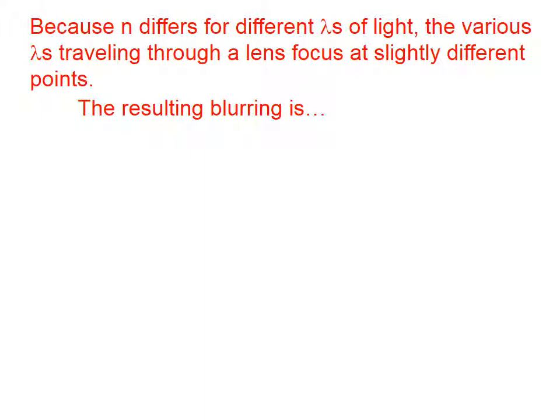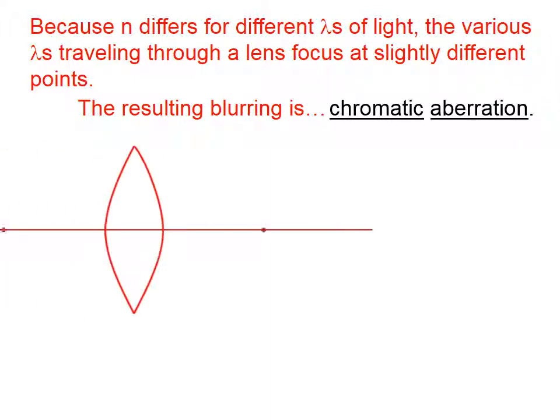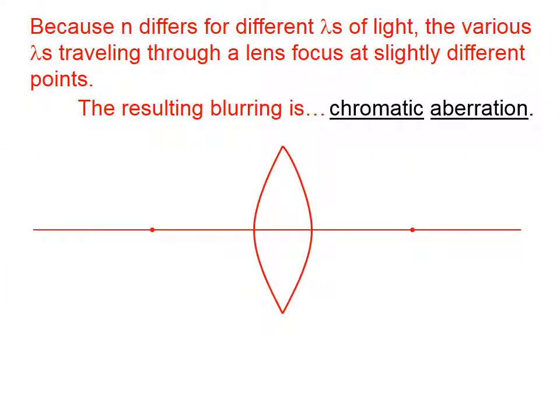Because the index of refraction differs for different wavelengths of light, the various wavelengths traveling through a lens focus at slightly different points. The resulting blurring is called chromatic aberration. Let's give an example here. We have a converging lens, which of course has two focal points because this lens has two surfaces.